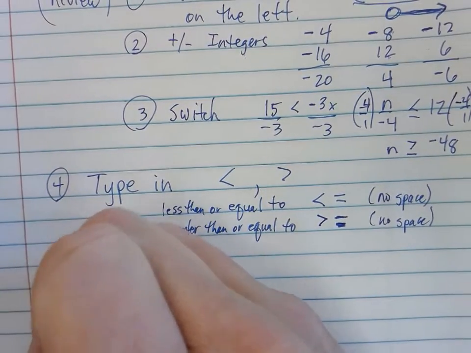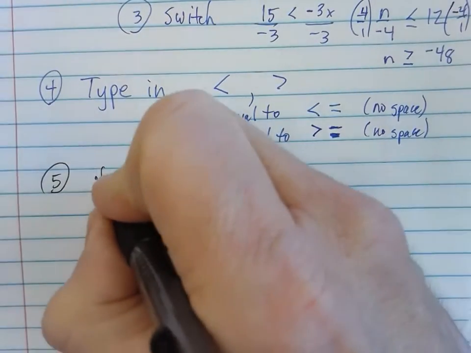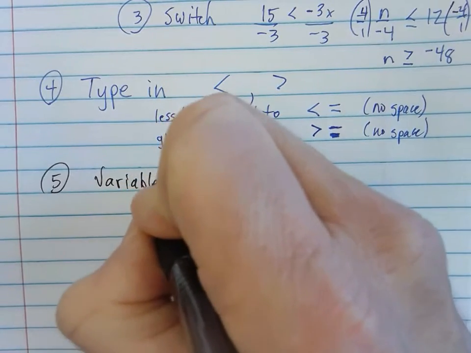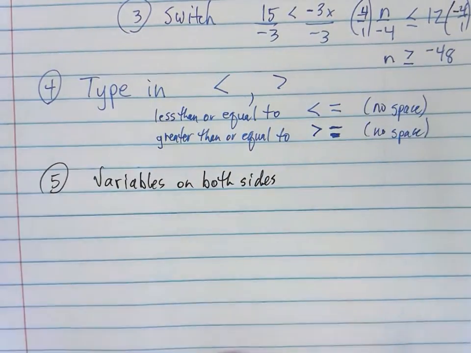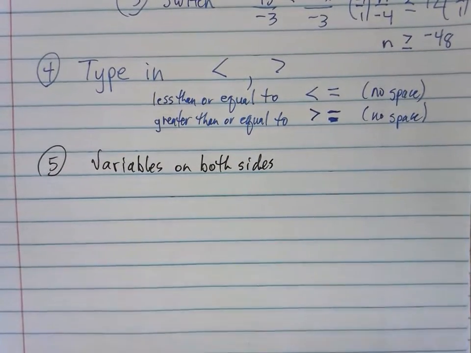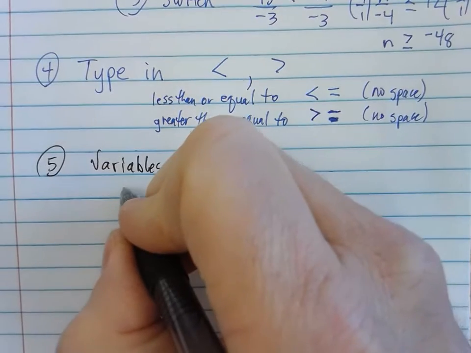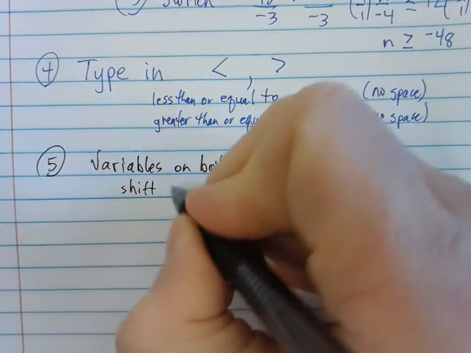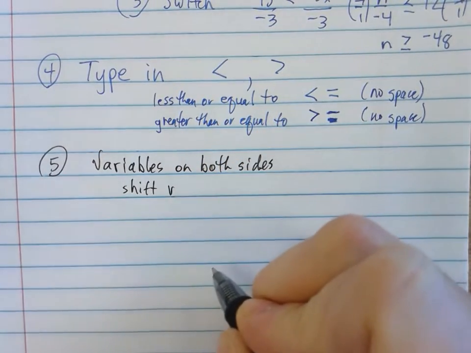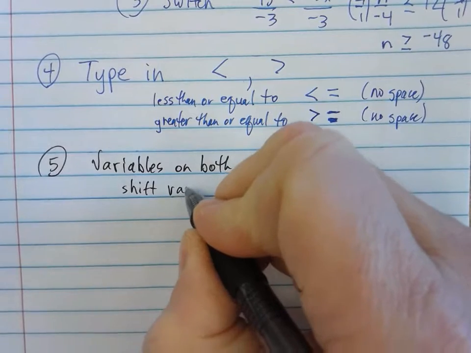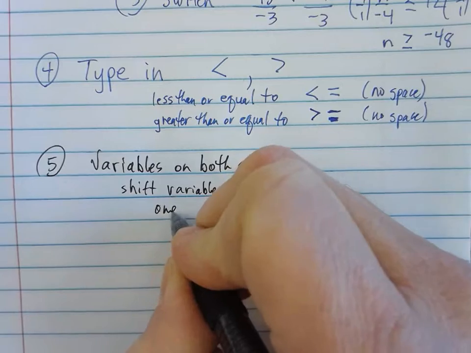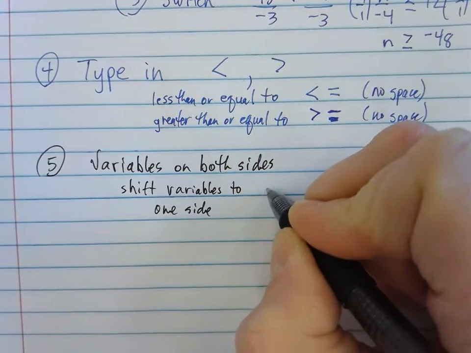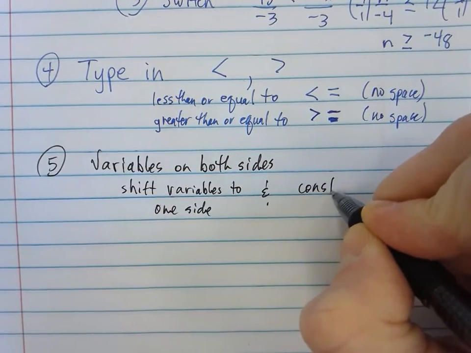So for number 5 down here, let's see if we can do some that have variables on both sides. So again, this should look familiar, because we've done this before with equations, so I just want to remind you, we're going to get all the variable stuff on one side and all the constants on the other. So we're going to do a little shifting. Shift, people. S-H-I-F-T. Shift variables to one side and constants to the other.